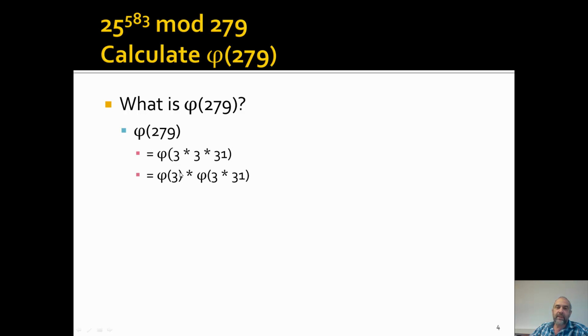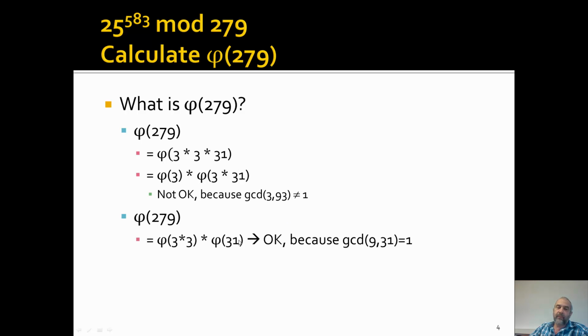Well, what we could try first is if we take A to be 3 and B to be 3 times 31, so 93. Would that work? I hope you answered that question by no. Why not? Because these two numbers, 3 and 93, they have a greatest common divisor of 3 and not of 1. So that's not okay. You cannot split it up in 3 times 93, but we have another option.